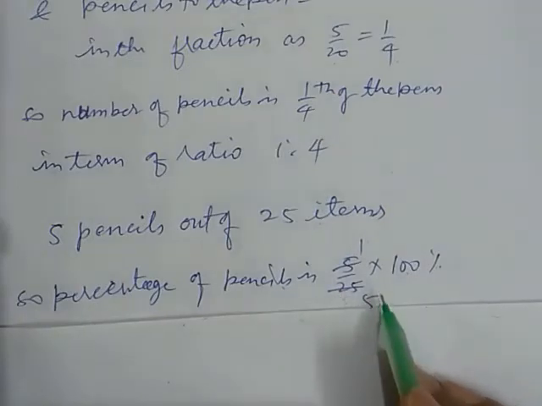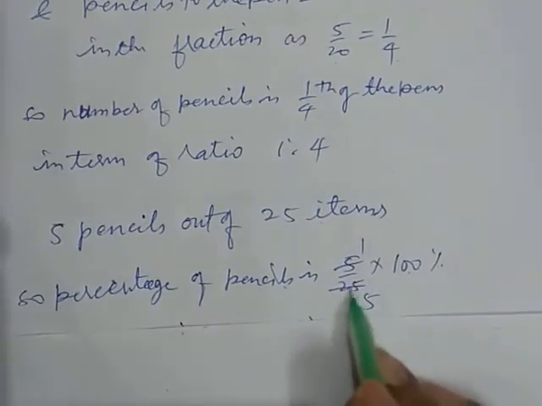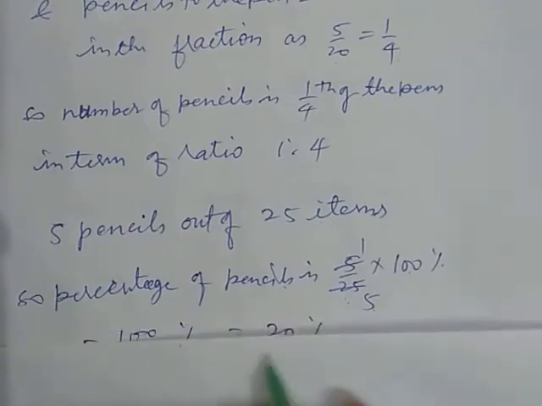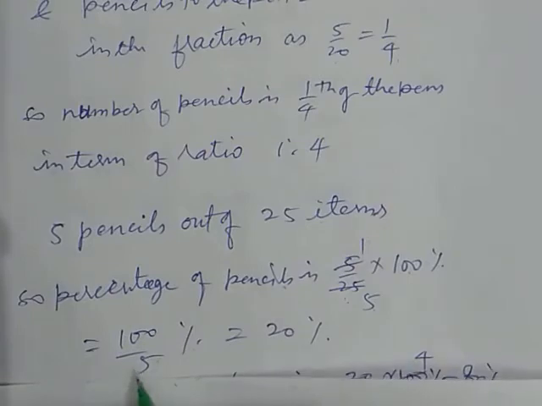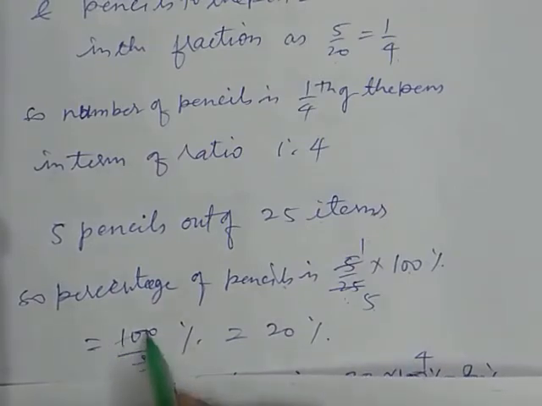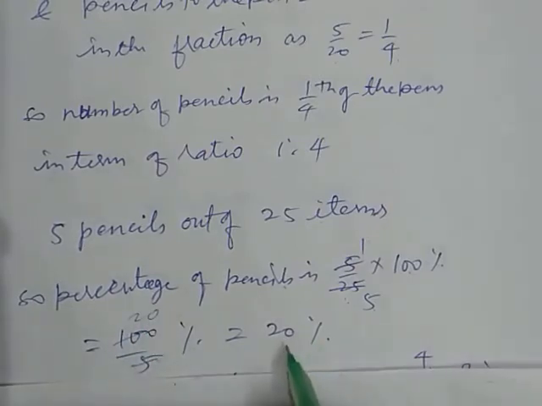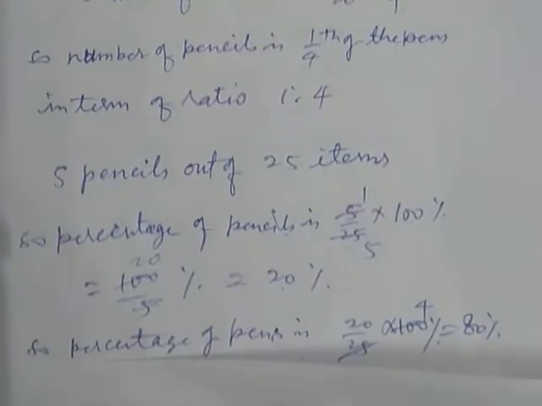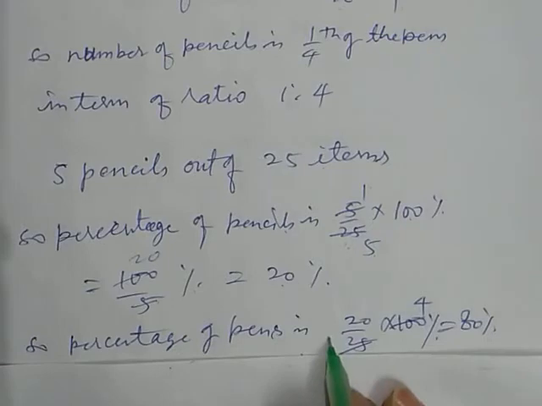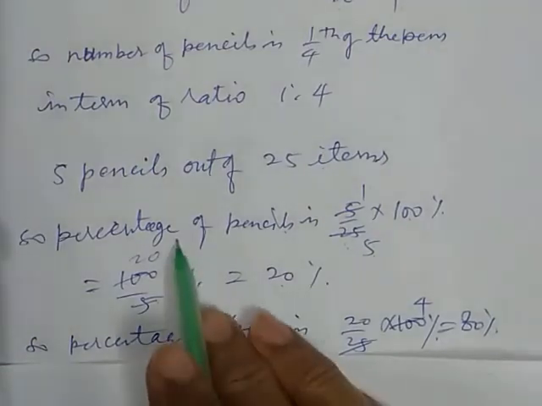5 ones are 5, 5 fives are 25. So this 25 cancels out 5 times. Okay, so we get 100 by 5%, and by dividing this 20 times we get 20%. Okay, so this is the percentage of pencils.